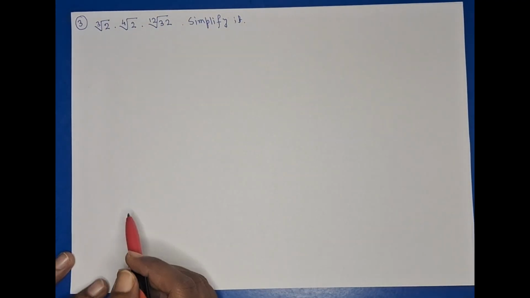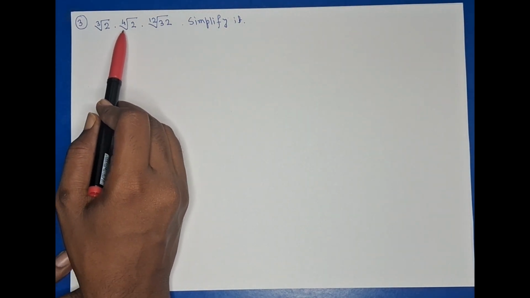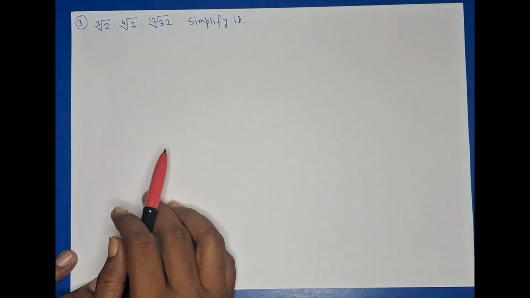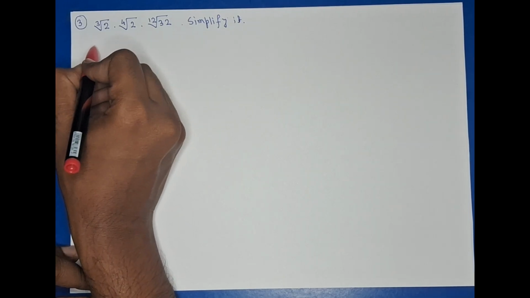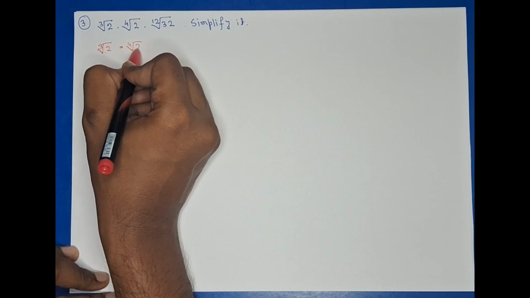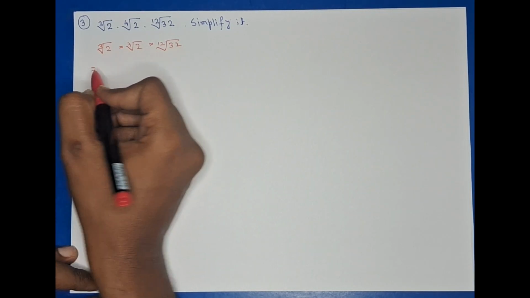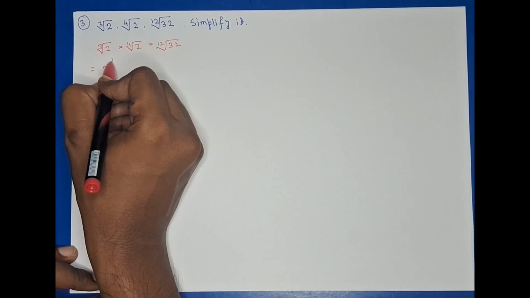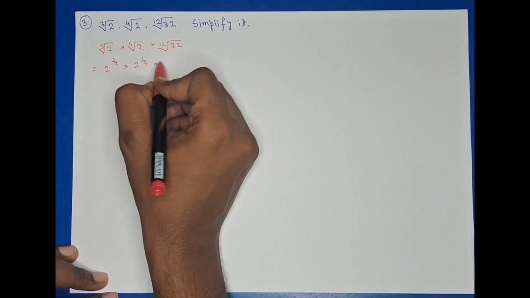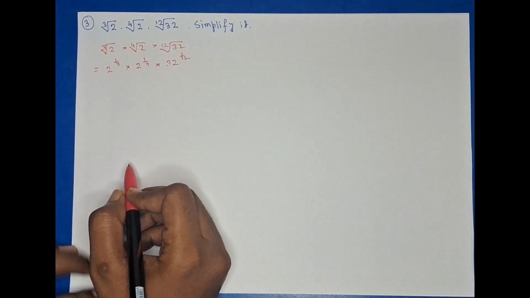Here question number 3 is, cube root of 2 into fourth root of 2 into 12th root of 32. You have to simplify it. Okay. Cube root of 2 into fourth root of 2 into 12th root of 32. Can we write it as 2 to the power 1 by 3 into 2 to the power 1 by 4 into 32 to the power 1 by 12? Yes, we can write it.